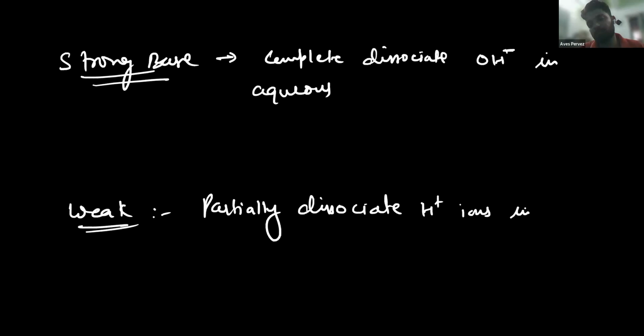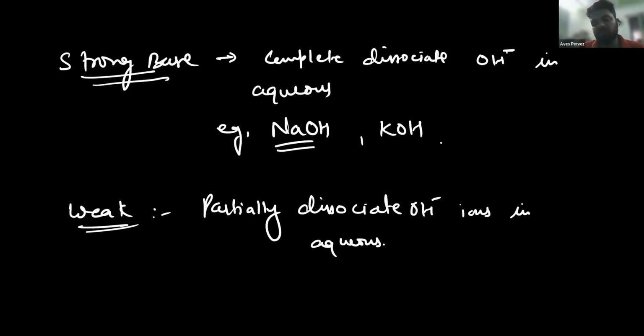to give OH negative ions in aqueous solution. Sorry, OH negative ions. The examples of a strong base are NaOH, sodium hydroxide, and KOH, potassium hydroxide. That's all one. And weak bases are like magnesium hydroxide, Mg(OH)2, and ammonium hydroxide.